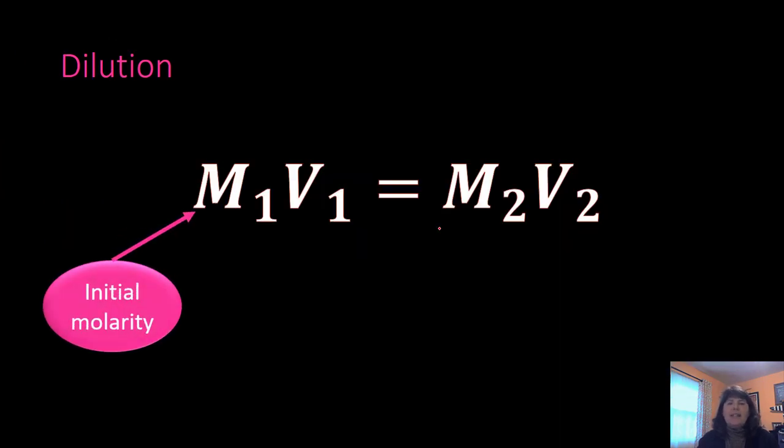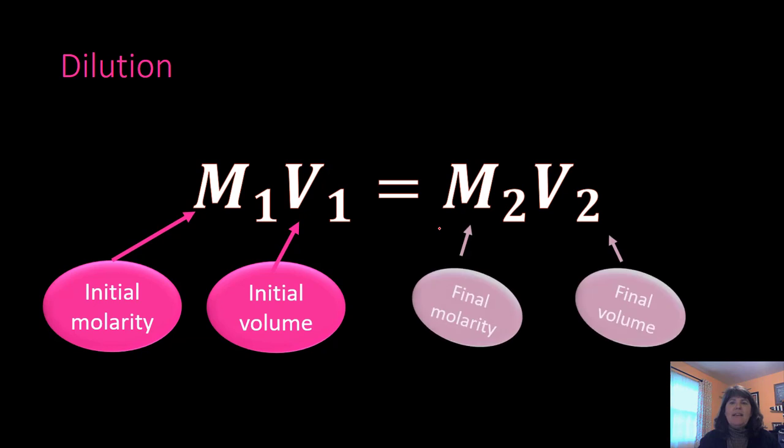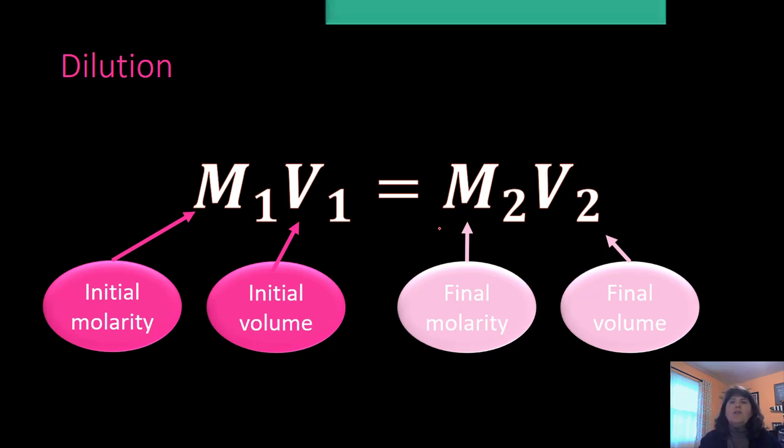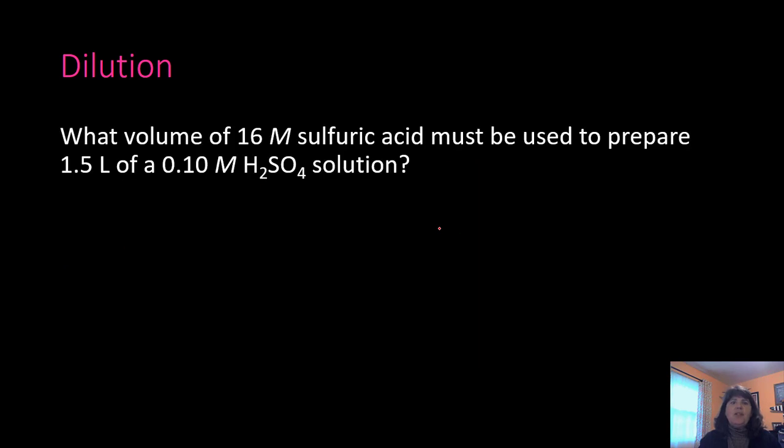So we're going to use this handy dandy formula that you absolutely need to memorize. M1V1 equals M2V2, where M1 is your initial molarity, V1 is your initial volume, and then your final molarity and your final volume. See what I did with the colors? I diluted those. Yeah, I know, it's too much. Okay, so the interesting thing is this equation works because the number of moles does not change. That's why we can do this equation. So here's an example problem.